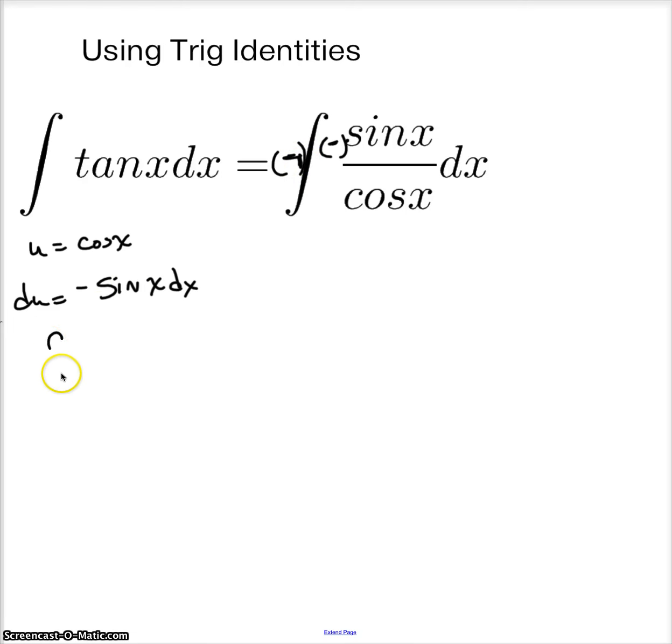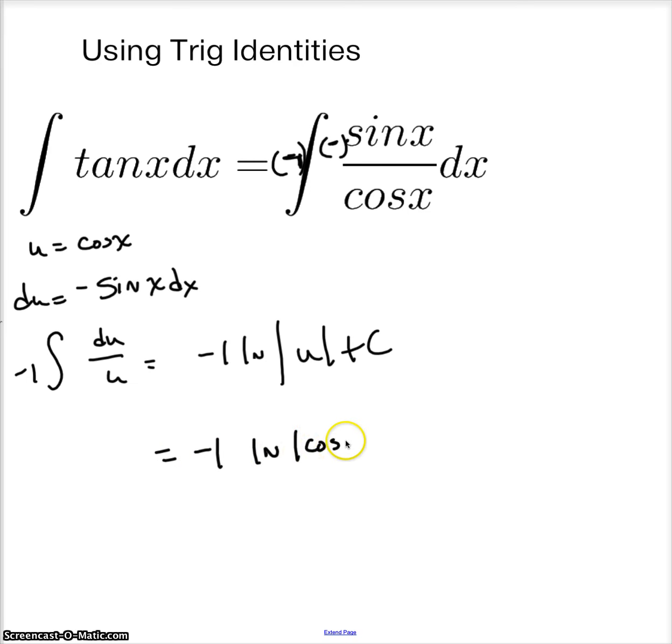So this becomes minus 1 times the integral of du over u, which is minus 1 times the natural log of the absolute value of u plus c. Now this is minus 1 times the natural log of the absolute value of cosine plus c. I can rewrite this as a natural log of 1 over the absolute value of cosine x. That doesn't buy me anything. Do it, don't do it, doesn't matter.